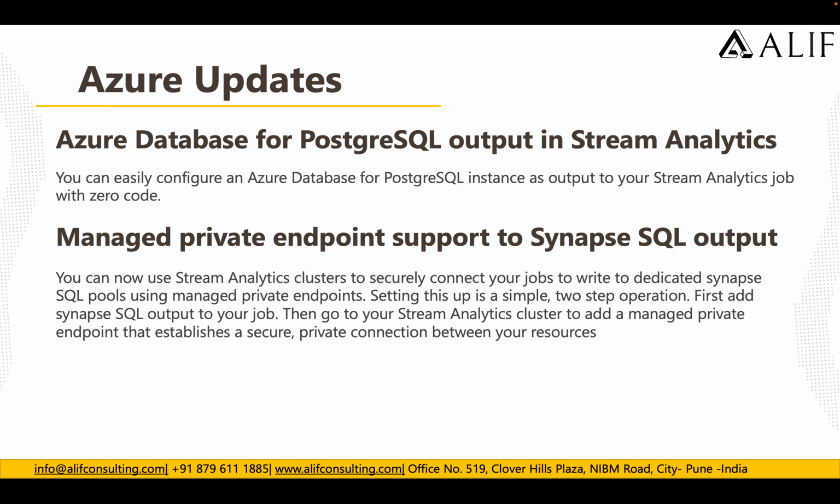The other update is very important in terms of how you use Streaming Analytics. Microsoft now allows us to directly integrate and send output from Streaming Analytics to Azure Database for PostgreSQL. It's very easy to configure. We don't need to make any configuration changes. We just go into Streaming Analytics and select the output source. So that's it. No changes in terms of coding or anything are required.